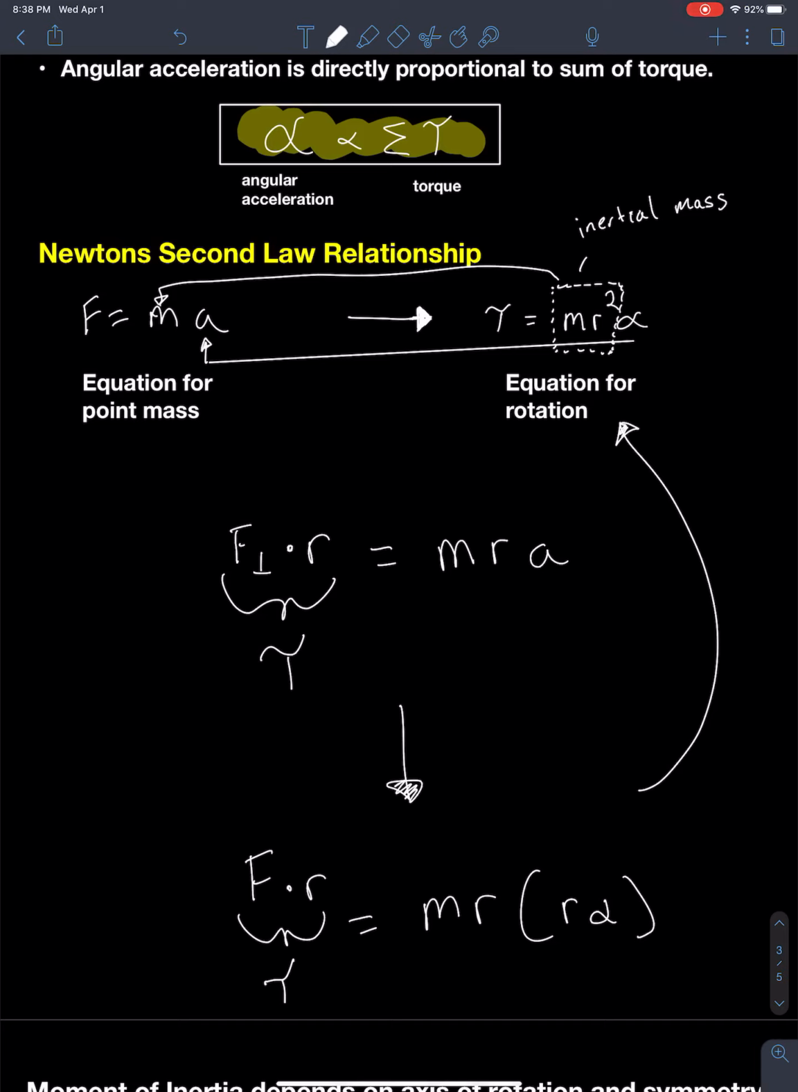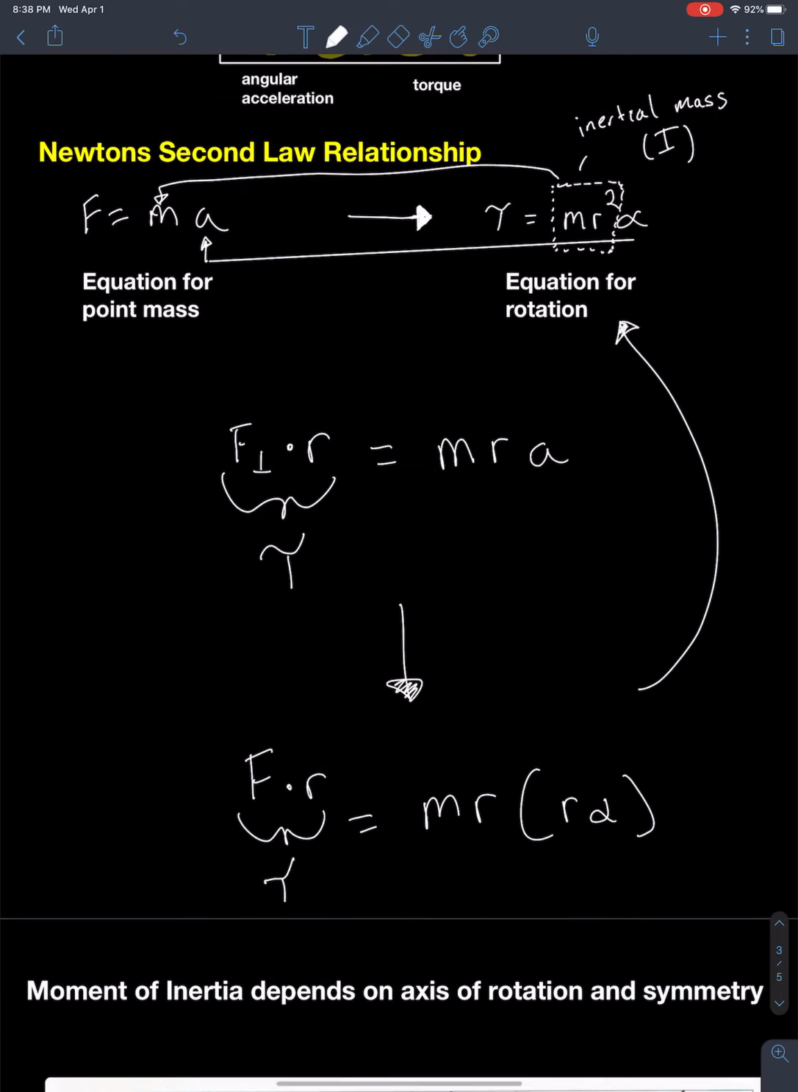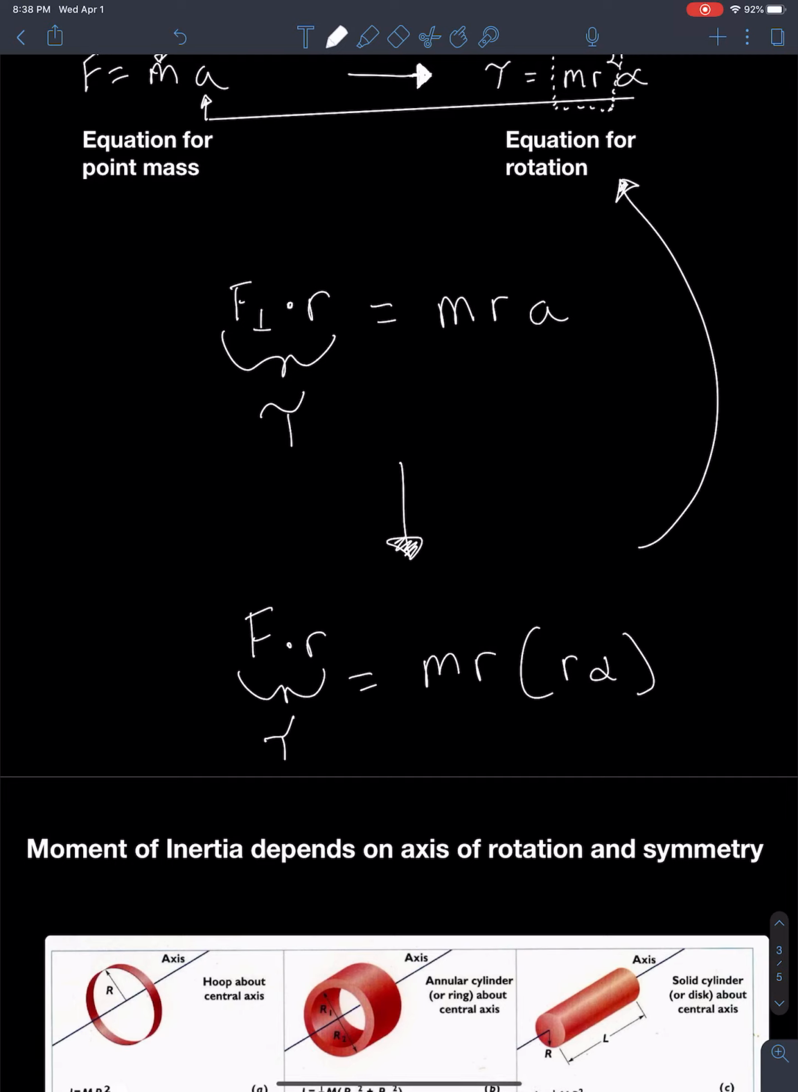So the inertial mass, mr squared, which in your data booklets has a symbol of I, you would see that there's another formula that we create that looks like this: torque is equal to I alpha. Now why don't they just say mr squared alpha? Well, the inertial mass is not the same.